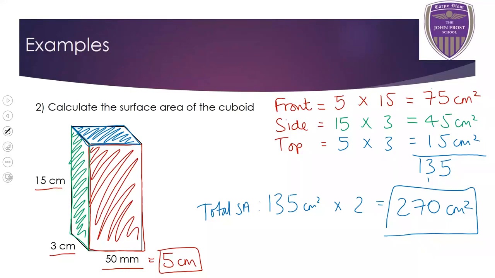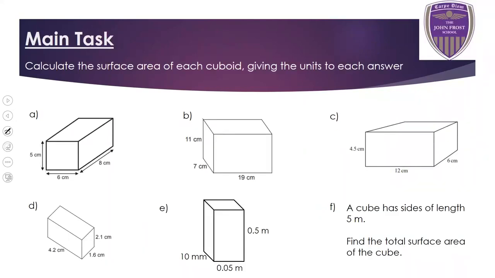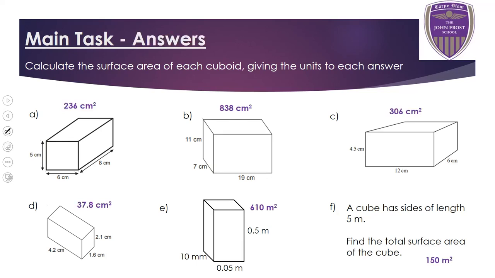All right, so really simple. So get that copied down, and then the main task is coming next. Okay, so for the main task now, all right, press pause, have a go at them. When you're ready for the answers, obviously press play. Okay, welcome back then. So answers for these, just showing you here, look. Okay, so questions A to D should be pretty straightforward, right? For question E, the units are slightly different, so change them.